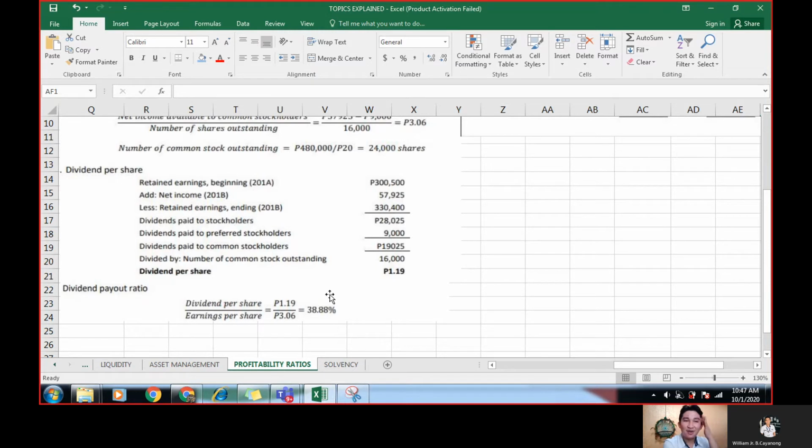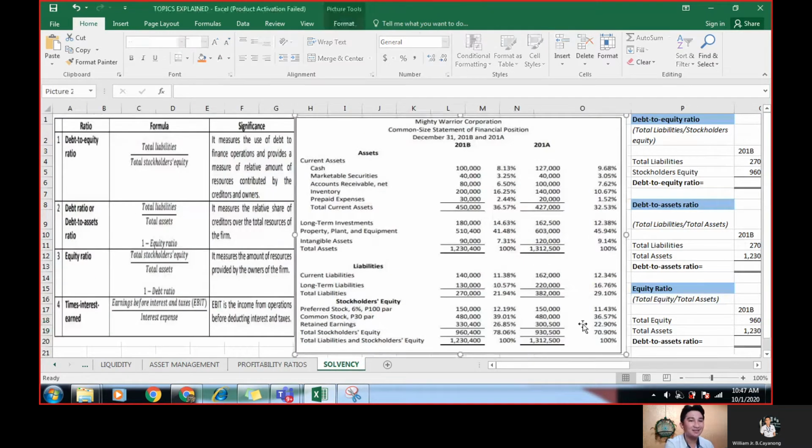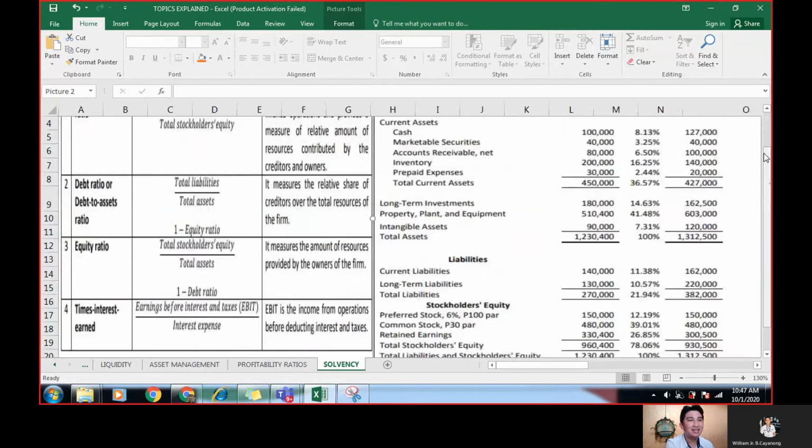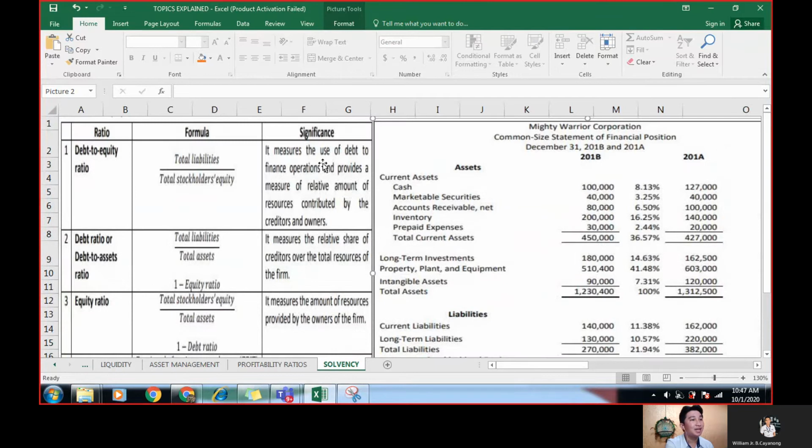Now let us move on to the last ratio analysis for today, which is solvency. Okay, here. Ayan. So solvency, we have different formulas pa din. Closer look muna tayo in analysis ng different formulas. We have debt to equity ratio. The formula here is total liabilities over the total stockholders' equity.